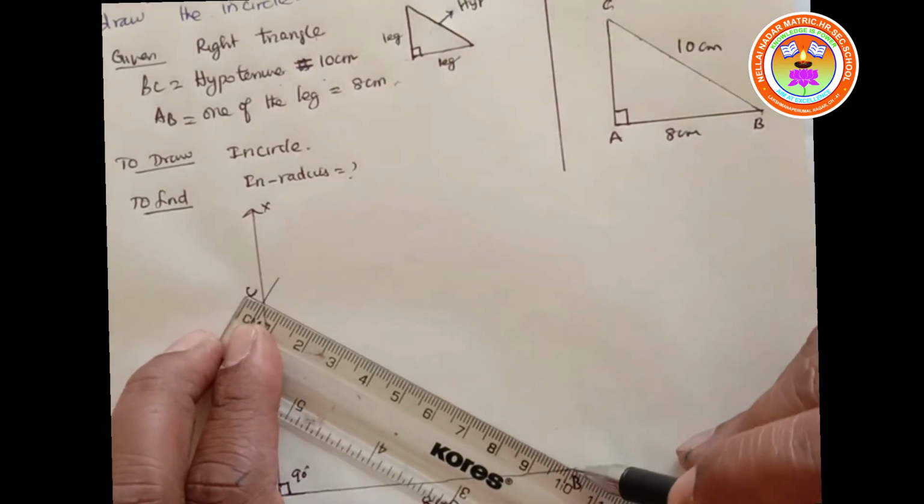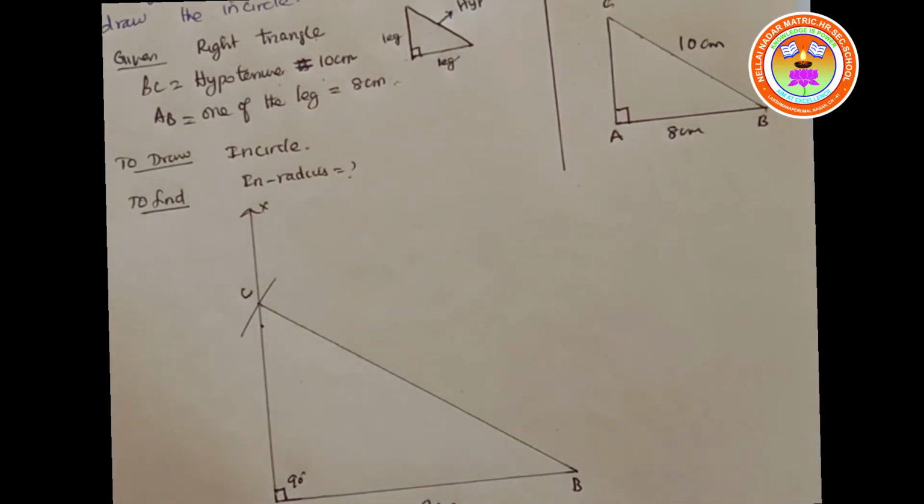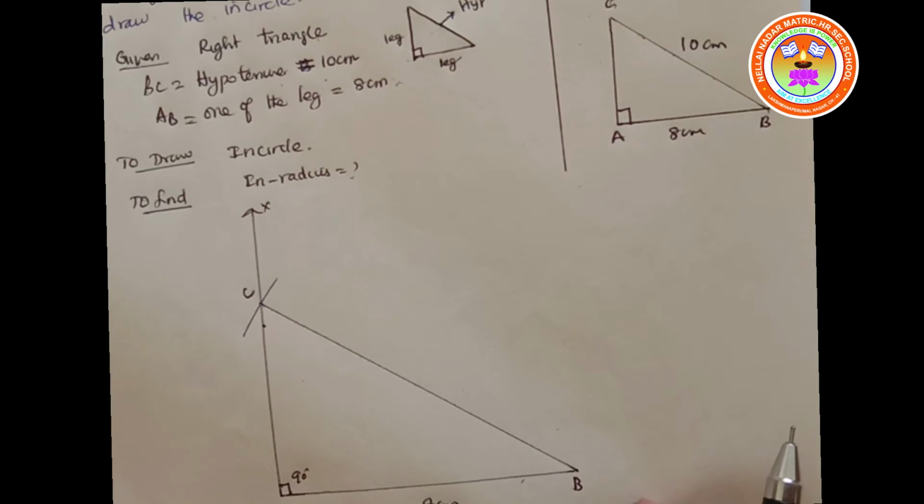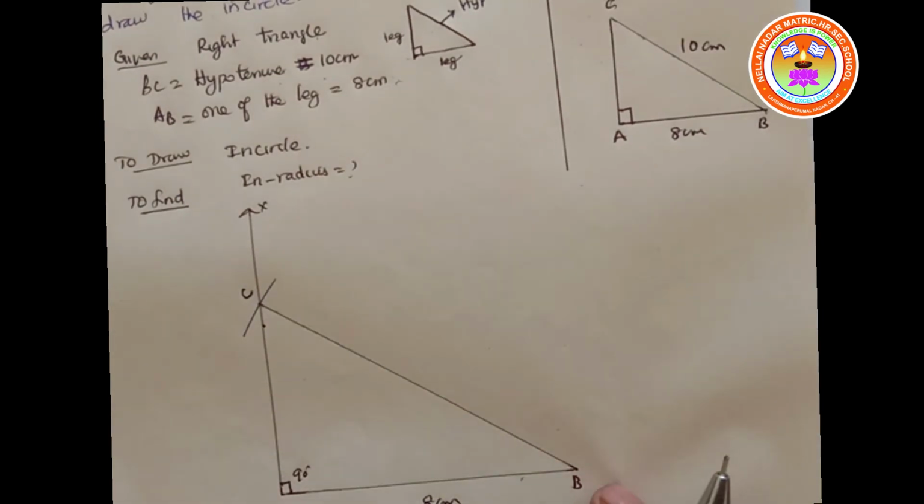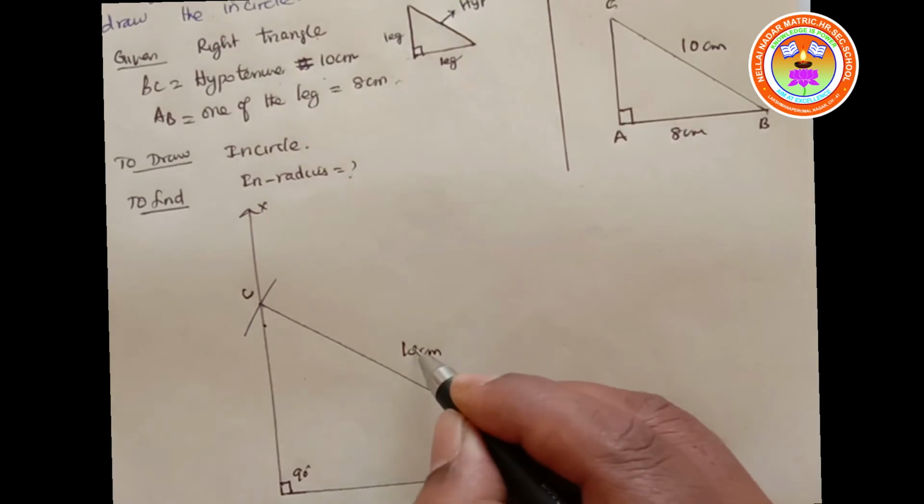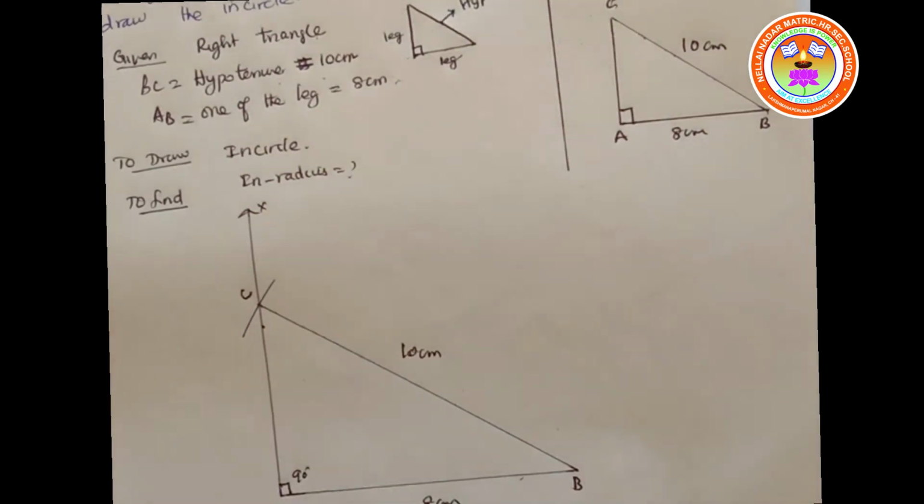It's clear, children? Again I'll tell you, draw a line AB equal to 8 centimeter. With the help of protractor, take an angle of 90 degree, B as center, take radius BC equal to 10 centimeter and cut the line AX at C. It's clear, children?